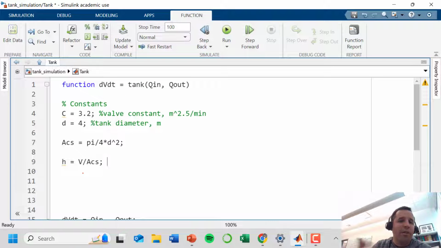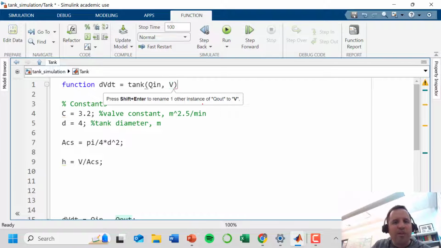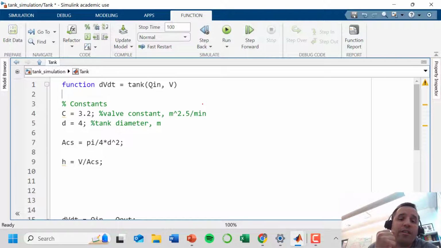We don't have volume coming in as an input to our system, so that can be problematic. So what I'm going to do, we're actually no longer going to be able to specify Q out. So I'm going to change Q out to be volume. This function will no longer take Q out as an input. Rather, it'll take the system volume as an input.